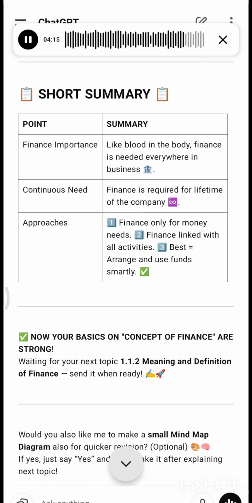Short summary. Finance importance. Like blood in the body, finance is needed everywhere in business. Continuous need. Finance is required for lifetime of the company. Approaches. 1, finance only for money needs. 2, finance linked with all activities. Best equals arrange and use funds smartly. Now your basics on concept of finance are strong. Waiting for your next topic.